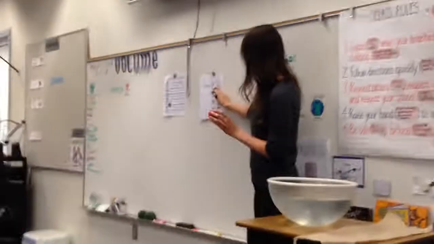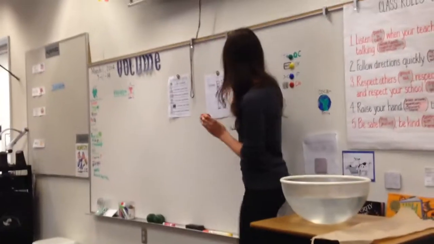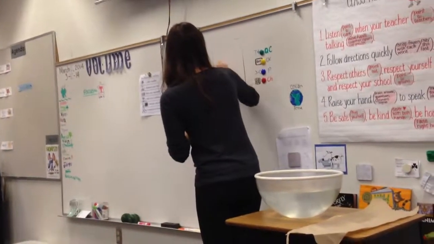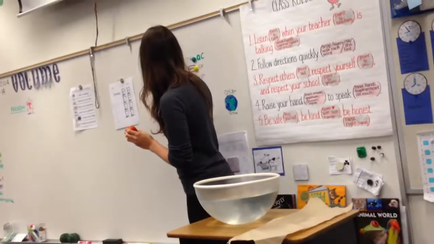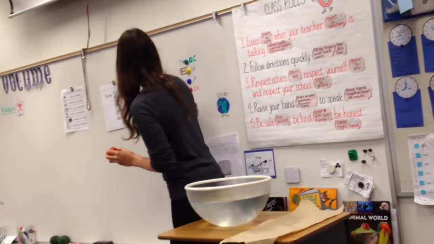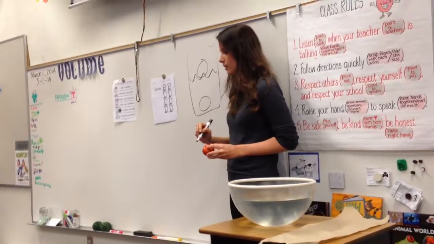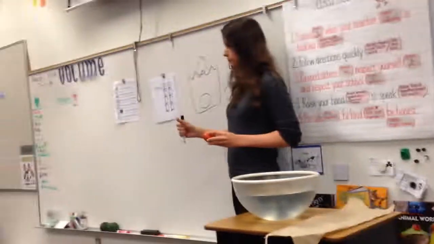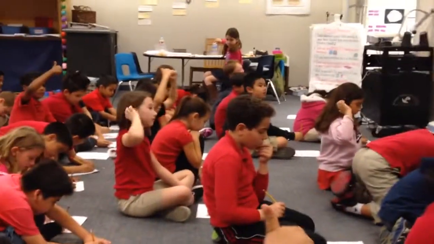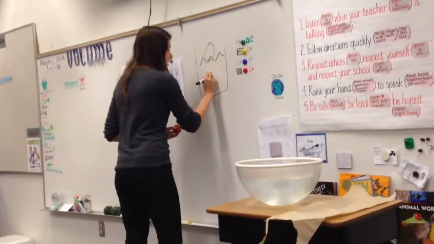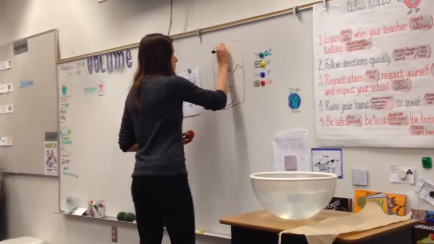So with your prediction, draw a little picture. If you think it's going to sink, draw right there, or if you think it's going to float, draw right there. And show me with a thumbs up when you're ready. So let's wait for a few friends. So sink would be good. Here, help me write that down. This would be sink. This would be float.